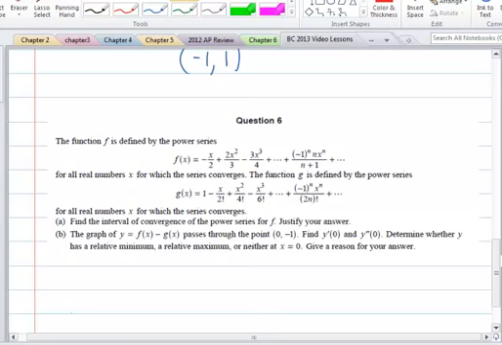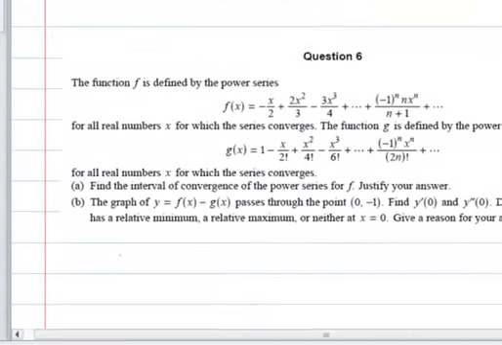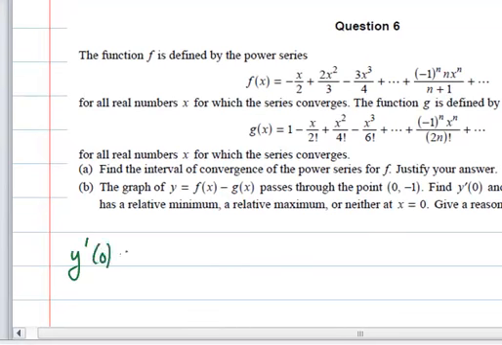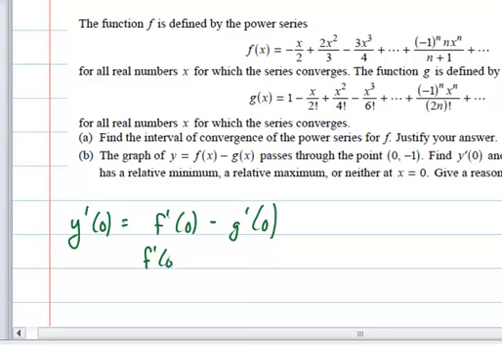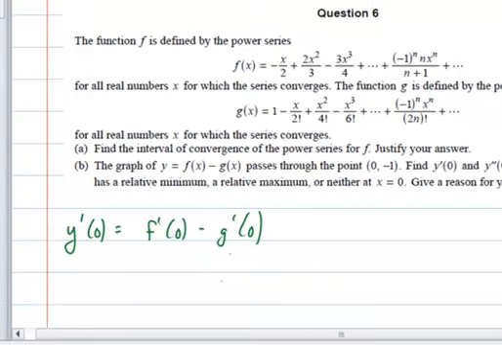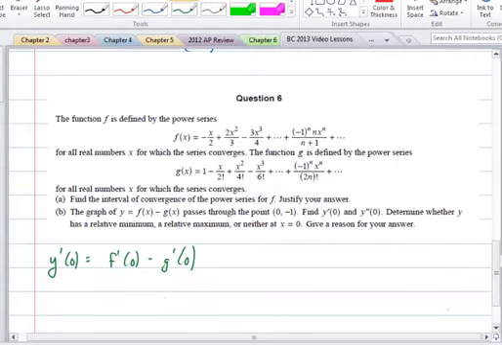So we can do that pretty easily because we can first find out that for y prime at 0, that's just going to be equal to f prime at 0 minus g prime at 0, which when we look at our Taylor series, f prime at 0 is equal to... Oop, I should take the derivative first. So what we first have to do is term-by-term differentiation and plug in 0.